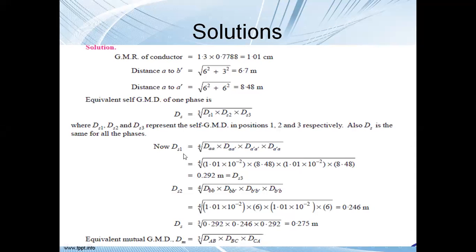DS3 and DS1 are equal. You calculate, and you will get this value. The same value you will get, because their distances are the same. Distances are the same. That's why.